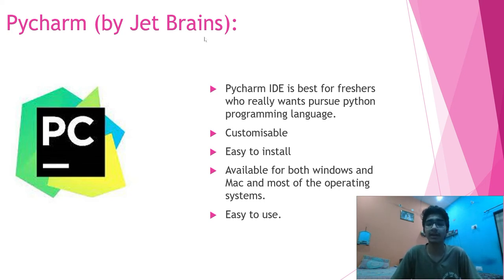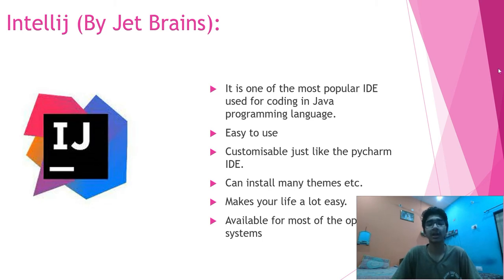Now the next IDE is for the Java programming language. If you want to do Java programming, you can use IntelliJ by JetBrains. PyCharm and IntelliJ are both from JetBrains, so you can use either one of them. If you are using Python, go for PyCharm, and if you are using Java, go for IntelliJ. It is an easy to use, customizable IDE just like PyCharm. You can install many themes in this and it makes your life easier. It is also available for most operating systems like Windows and Mac, which is really great.